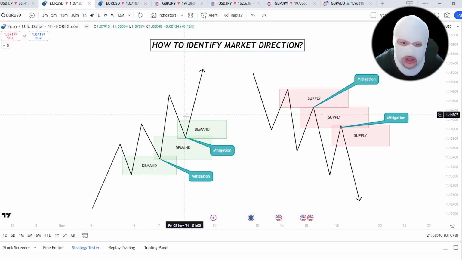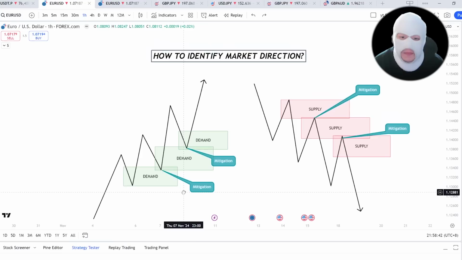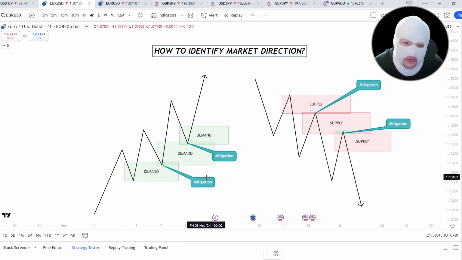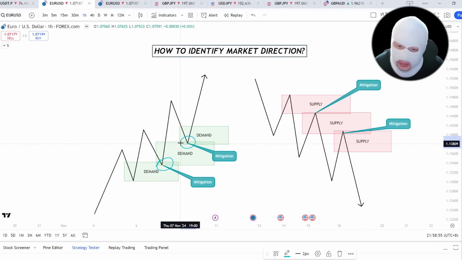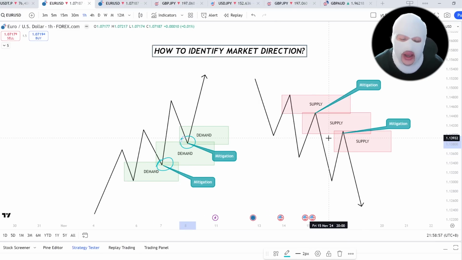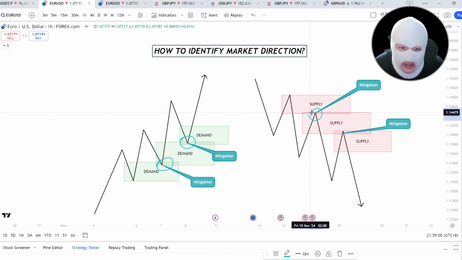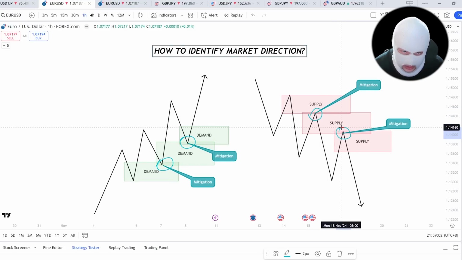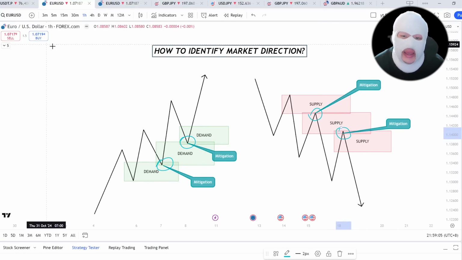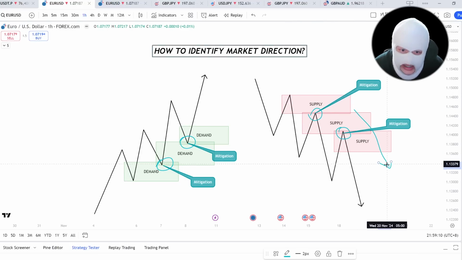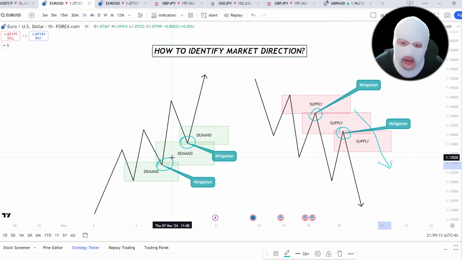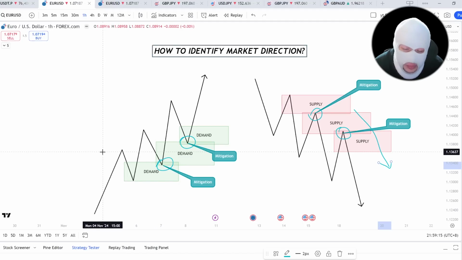This approach operates on mitigations. Mitigations means to come back to a key level where buyers and sellers are exchanging hands. For example, when price mitigates a demand level, demand takes control over supply. Conversely, when price mitigates a supply zone, supply takes control over demand. A supply is an area where price should be held down because the pair is at a good price to sell. And demand is an area where price should be held up because price is at a good price to buy.